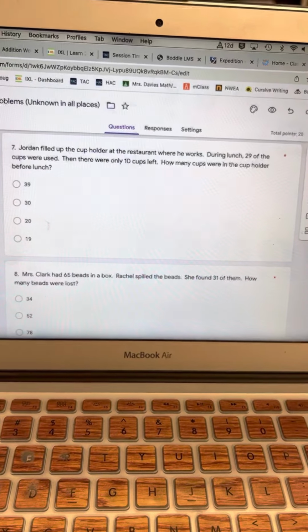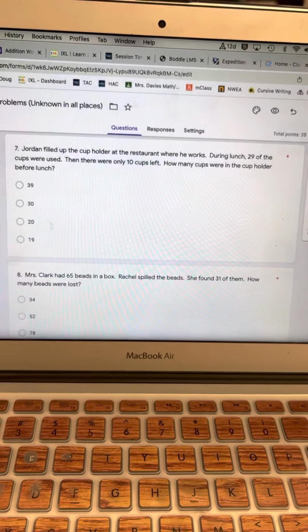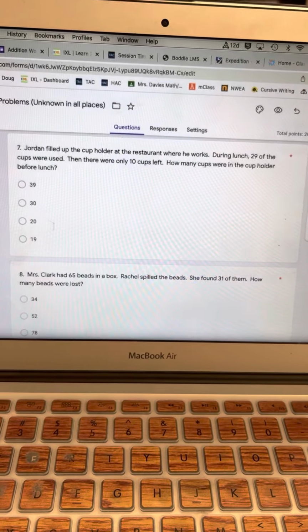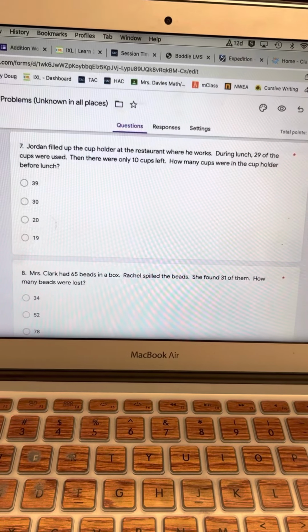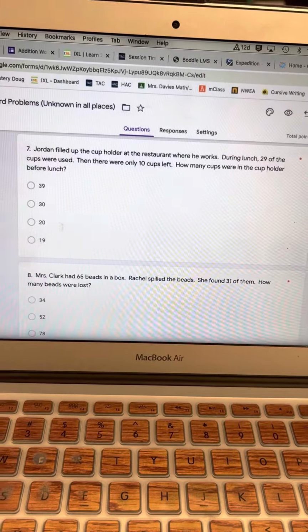Number 7, Jordan filled up the cup holder at the restaurant where he works. During lunch, 29 of the cups were used. Then there were only 10 cups left. So how many cups were in the cup holder before lunch?